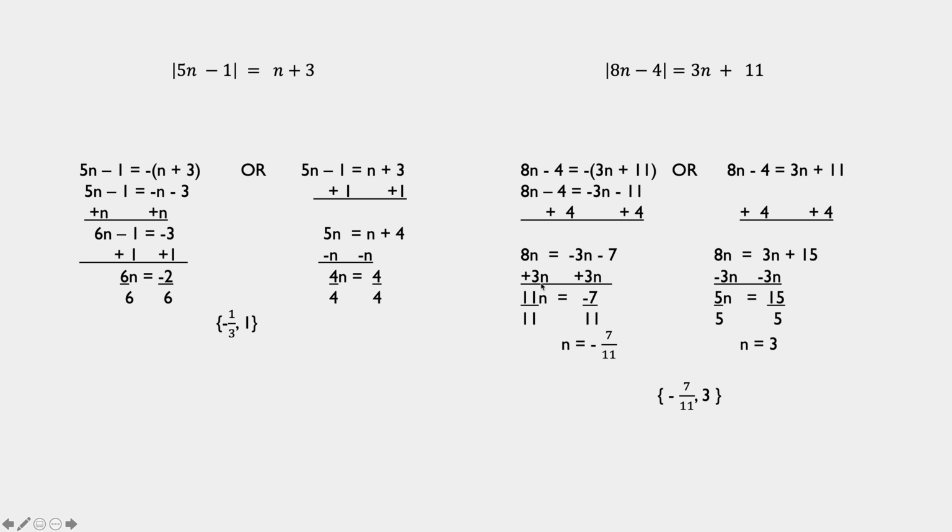Add 3n to both sides. 11n equals negative 7. Divide by 11. n is negative 7/11. Over here, 8n, I'm going to add 4 to both sides. 8n equals 3n plus 15, minus the 3n. 5n equals 15. Dividing by 5, n is 3.